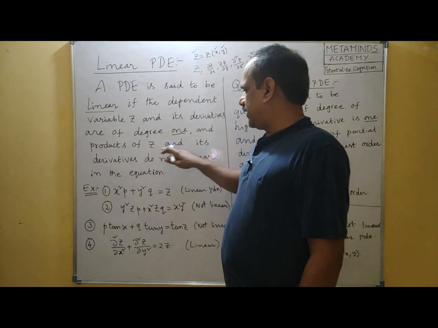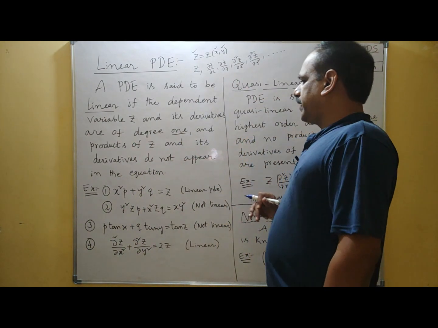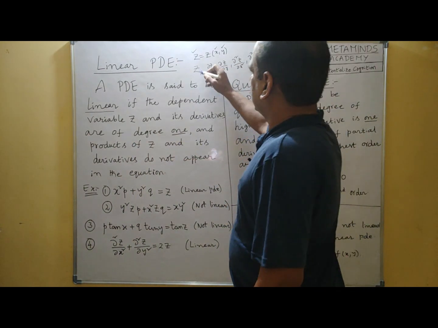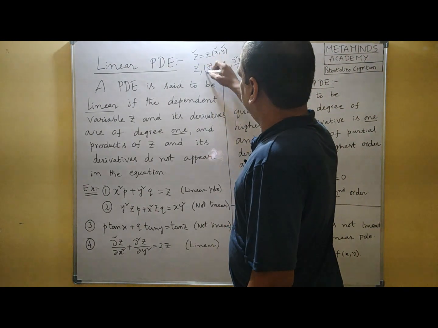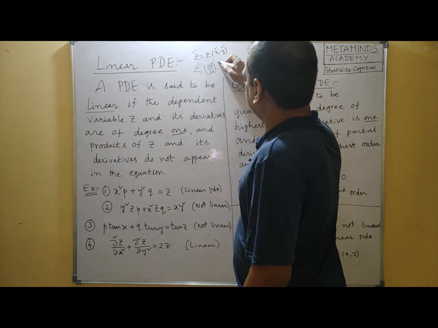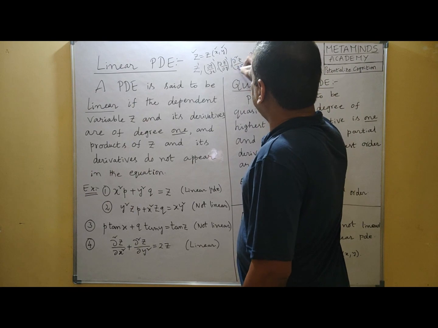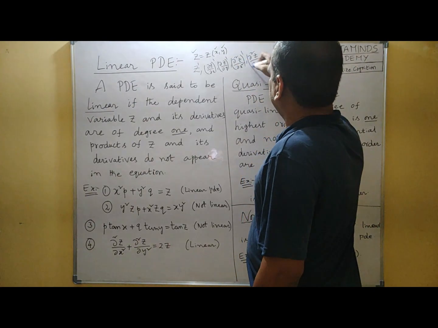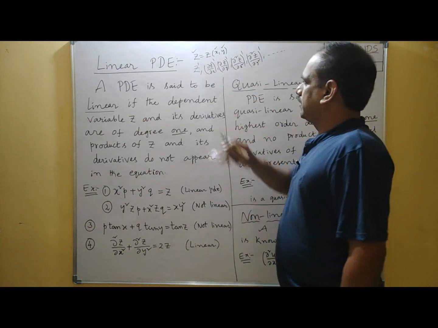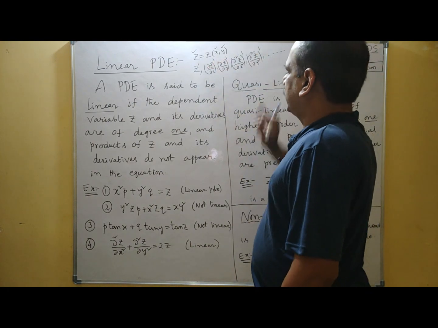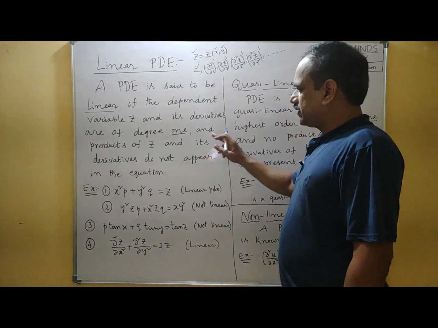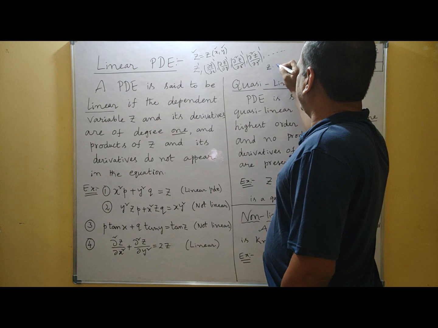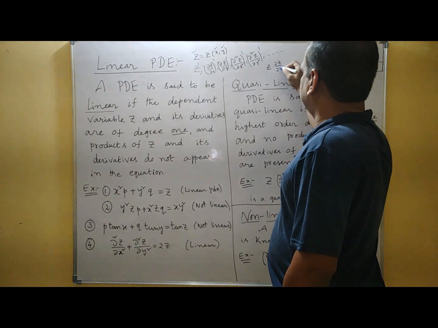And products of z and its derivatives do not appear in the equation. So degree 1 means what? The power should be 1. So in the equation, if any of these derivatives are present, then the degrees must be 1. And what is the other condition? You should not have products like z into dou z by dou x.